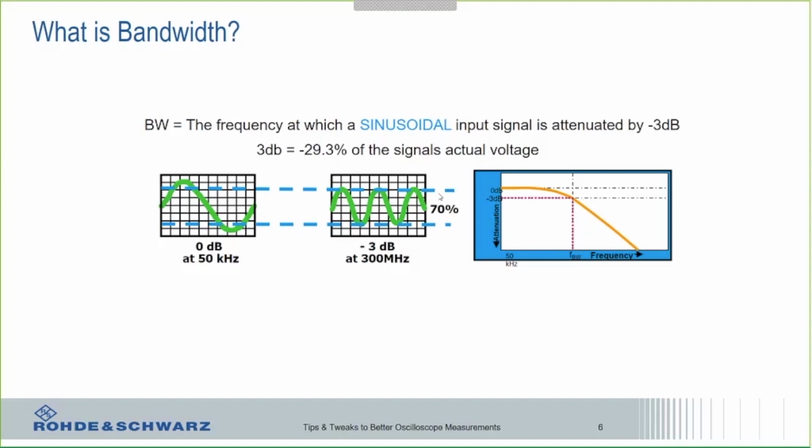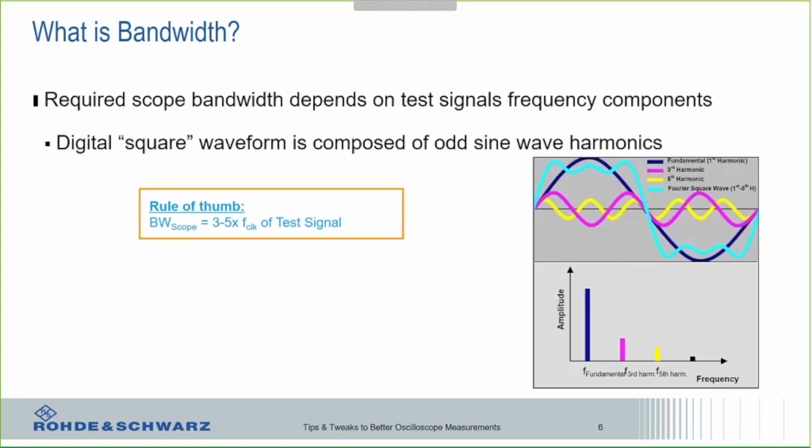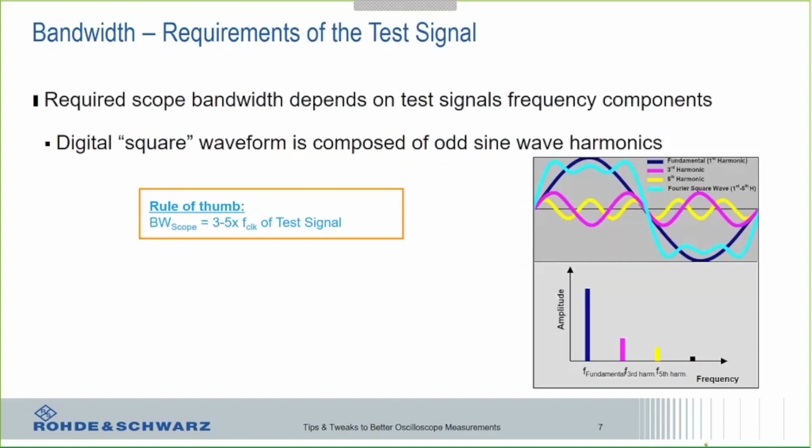And this is something that you should keep in mind. If you're going to be measuring signals near the limit of your oscilloscope, know that those could be attenuated. And with that, let's talk about how you determine how much bandwidth you need to get the most accurate measurements. There are a couple of ways to look at this.